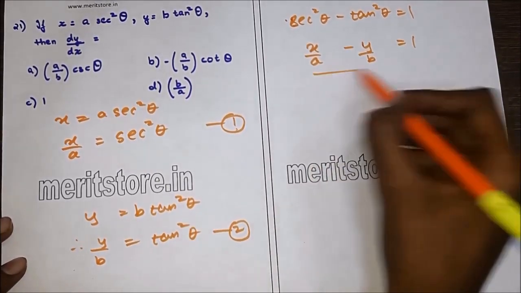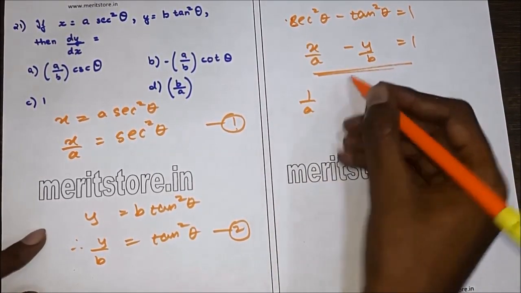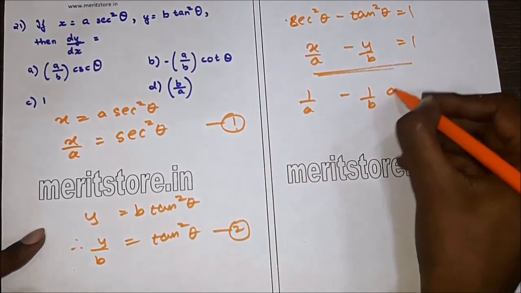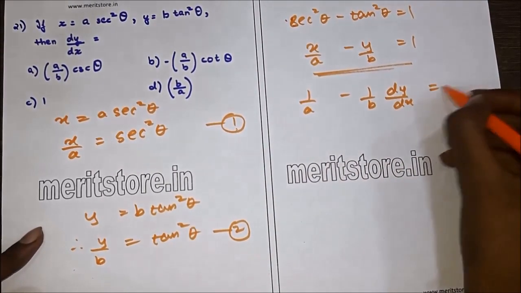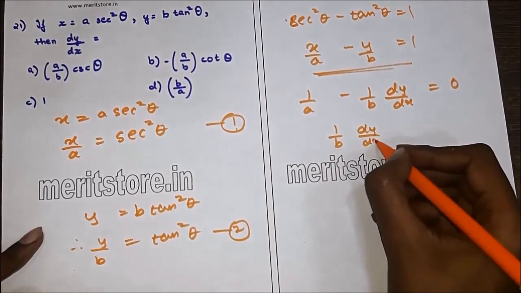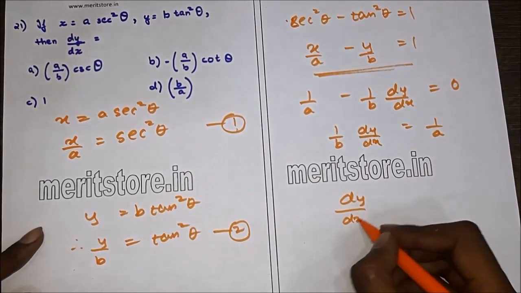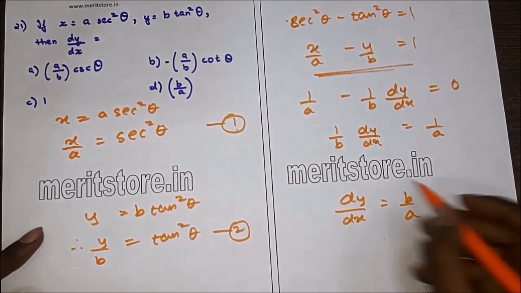Now we differentiate this equation with respect to x. So this is 1 by a minus 1 by b into dy by dx is equal to 0. So that is 1 by b dy by dx is 1 by a. So therefore dy by dx is b by a, which is option D.